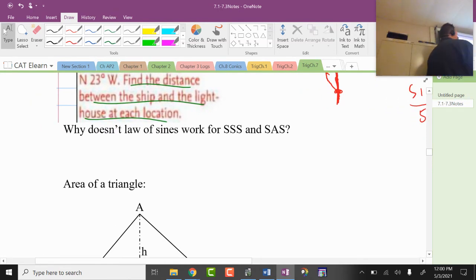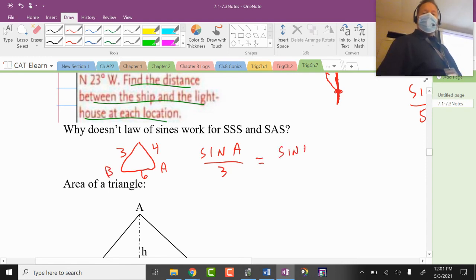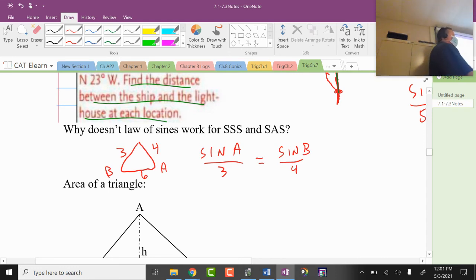Why doesn't SSS work? We already talked about that. If I have a triangle that is 3, 4, 6, let's say those are the side measures, I don't know an angle. Let's say A is opposite 3. So sine of A over 3 equals, and I don't know this angle. This is unsolvable. When we get done with these 3 sections, there's no reason you should be choosing the law of sines when it's side, side, side. That leads to a situation that's not solvable.